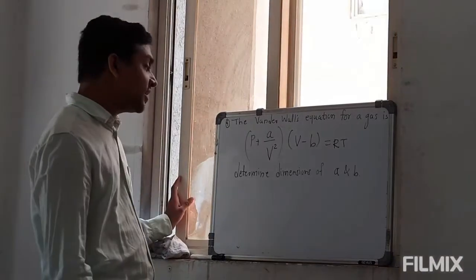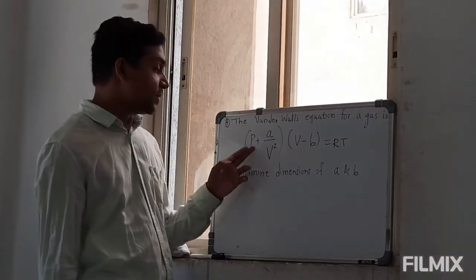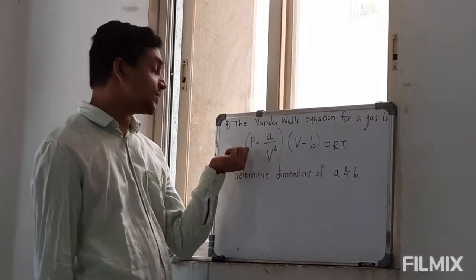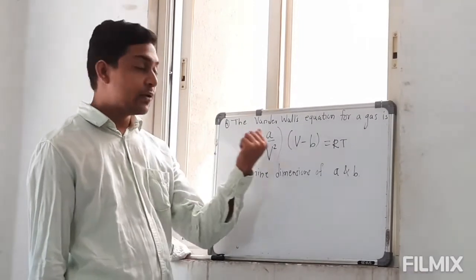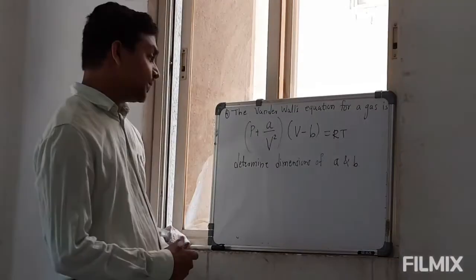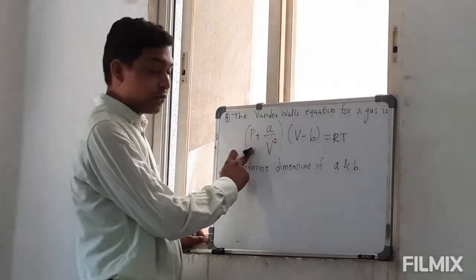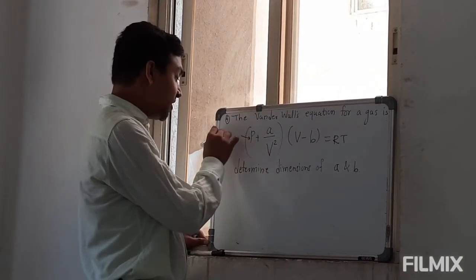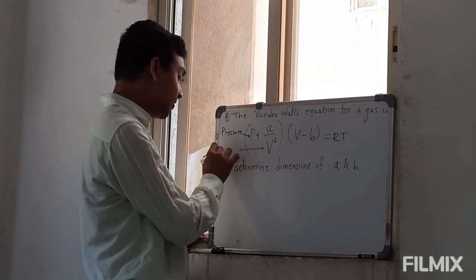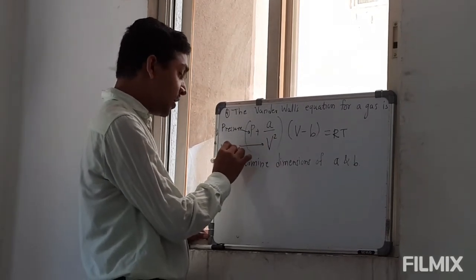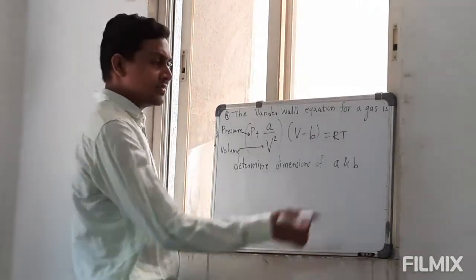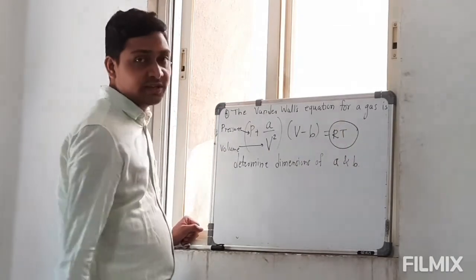Here we can see the two quantities are added over here. P plus A by V square is added and V minus V is subtracted. So whatever the dimensions for P should be equal to A by V square, and whatever the dimensions for V should be equal to dimensions for B. Here P stands for pressure, that you have to remember. P is for pressure. V is for volume. Both the V's are for volume. R is universal gas constant and T is temperature. I think this factor we are not going to use in this case.